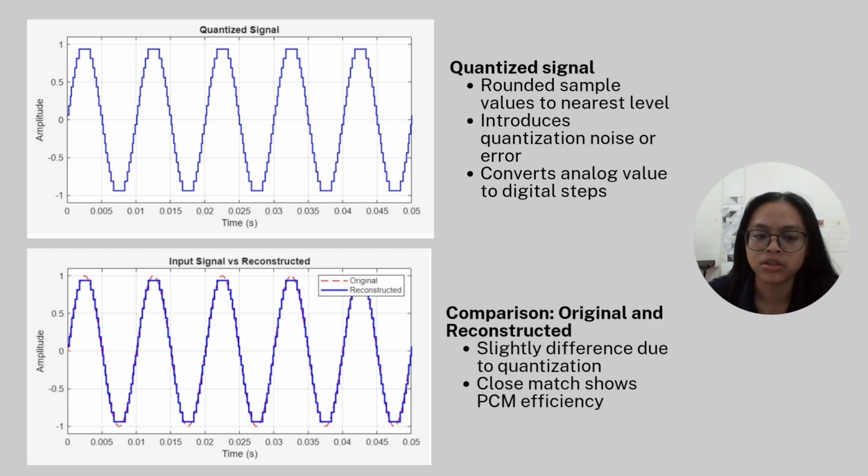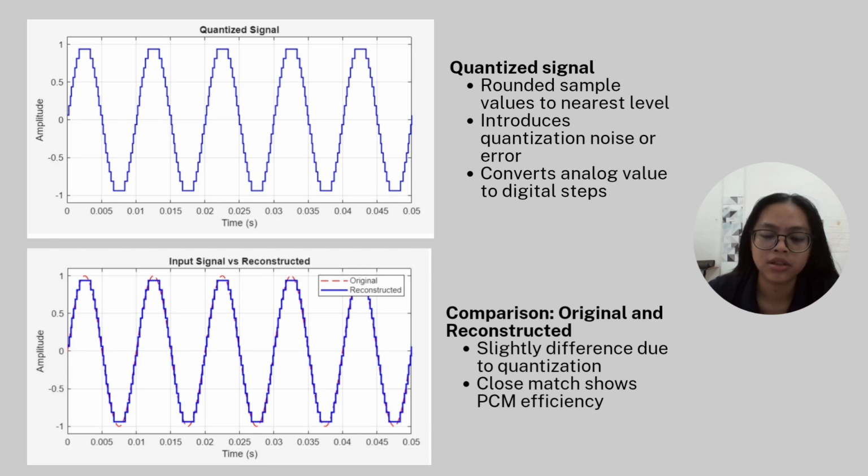Moving on to the next graph, from the first image, this graph shows the quantized signal, and each sample value is rounded to the nearest level. This is called quantization. It simplifies the signal but also introduces quantization noise, the small error that occurs due to rounding.